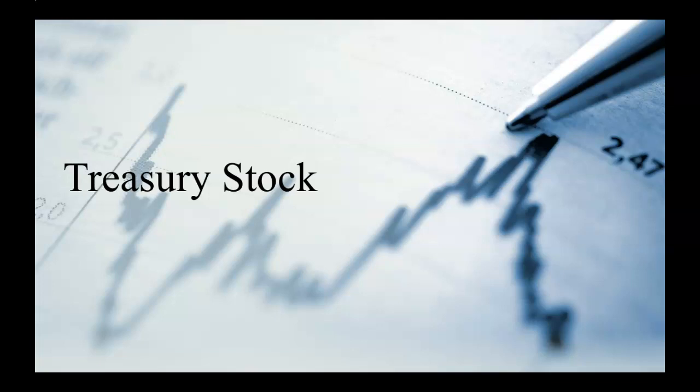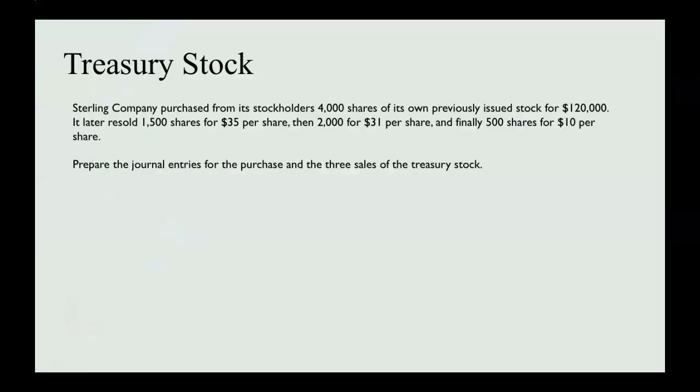Let's work on a treasury stock example problem. Sterling Company purchased from its stockholders 4,000 shares of its own previously issued stock for $120,000. It later resold 1,500 shares for $35 per share, then 2,000 for $31 per share, and finally 500 shares for $10 per share. We need to take that information and prepare the journal entries for the purchase and the 3 sales of the treasury stock.